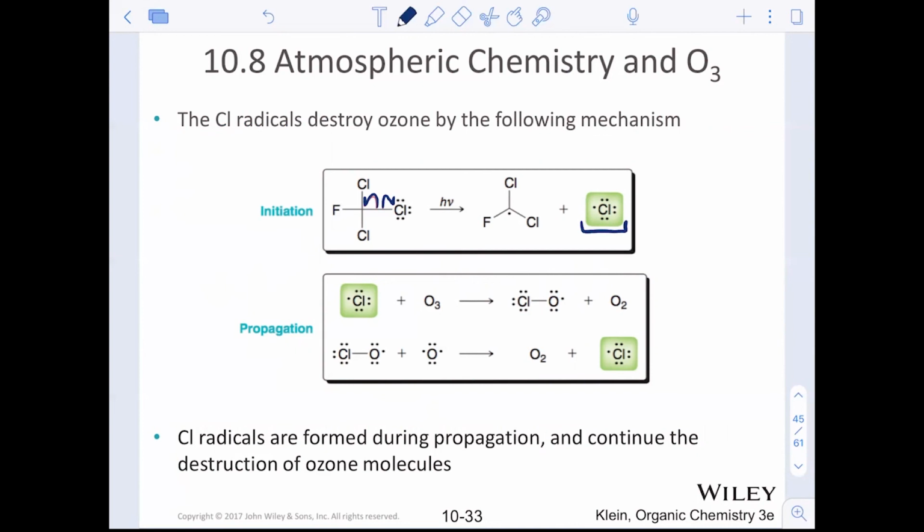Because that chlorine radical will then go to react with ozone in a propagation step. This is very, very bad because then we make O2 and there's no ability for that oxygen molecule to react again with the oxygen radical to reform ozone. So there's no continuous process of formation of ozone. It's depleted and that's it. Chlorine radicals are formed in this step, and then the destruction of the ozone molecules will continue.